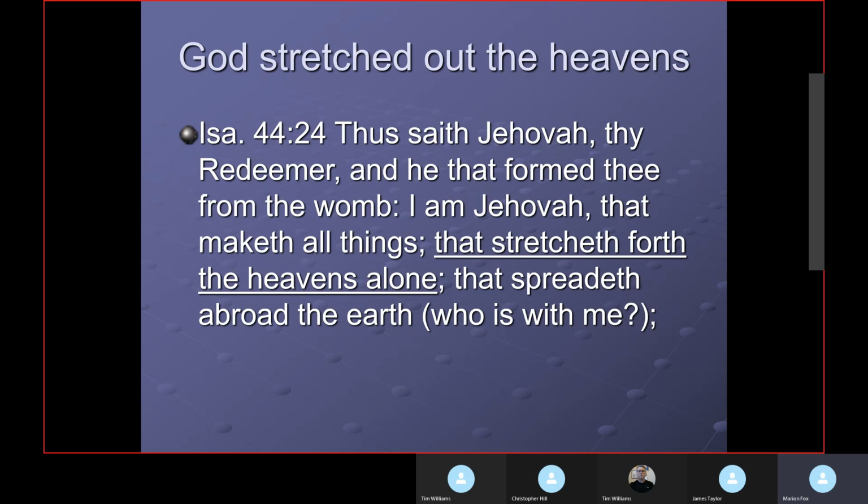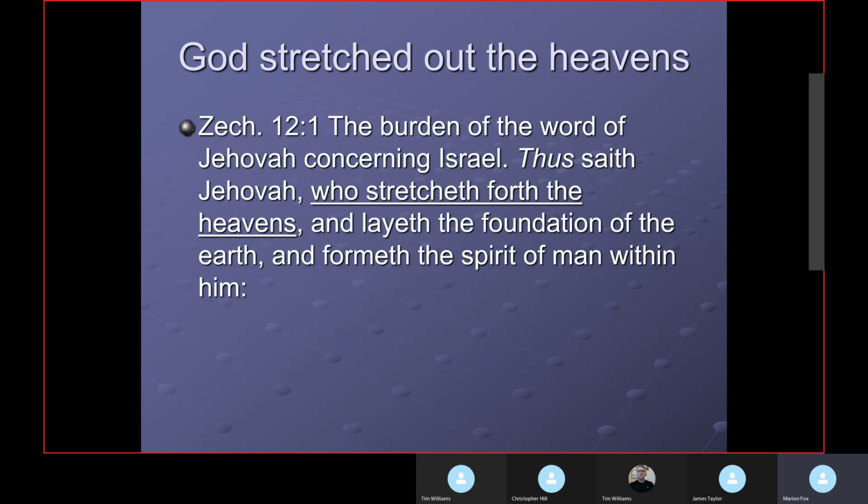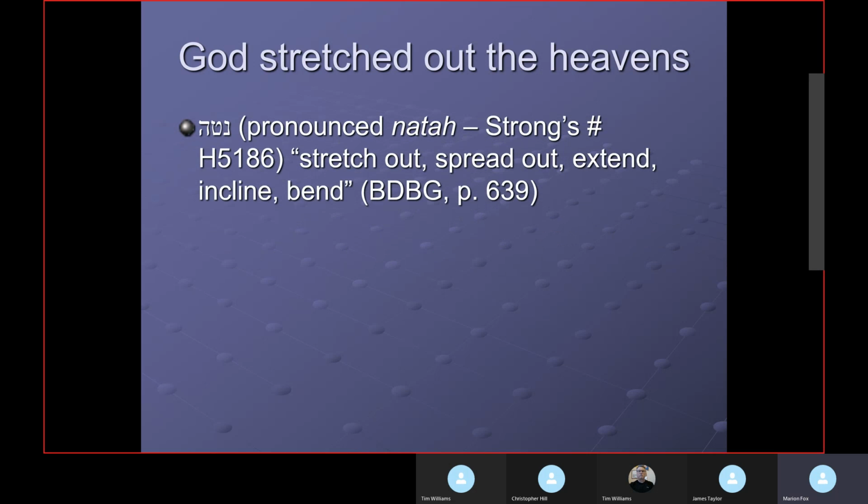Thus saith Jehovah thy Redeemer, and he that formed thee from the womb. I am Jehovah that maketh all things. Again, the creation that stretcheth forth the heavens alone, that spreadeth abroad the earth, who is with me. Now, in our last, I believe it's our last verse here, the burden of Zechariah 12:1, the burden of the word of Jehovah concerning Israel. Thus saith Jehovah, who stretches forth the heavens, and layeth the foundation of the earth, and formeth the spirit of man within him. Again, here, it's linked along with creation. So the heavens were stretched forth in this creation.